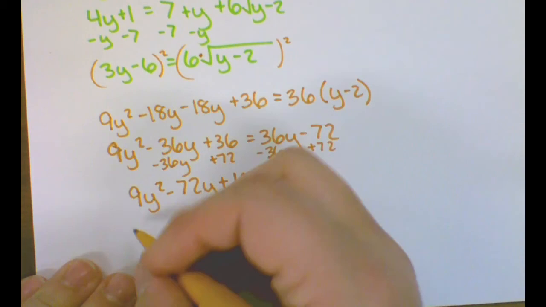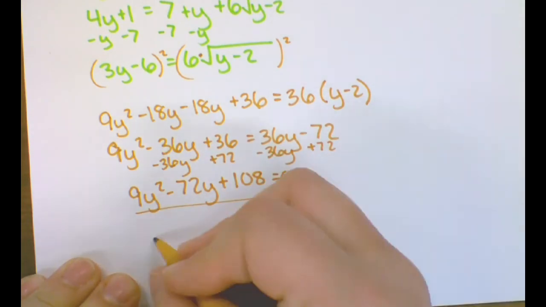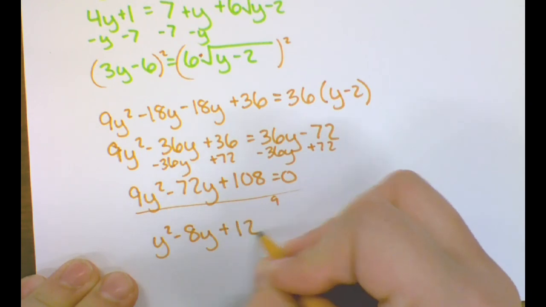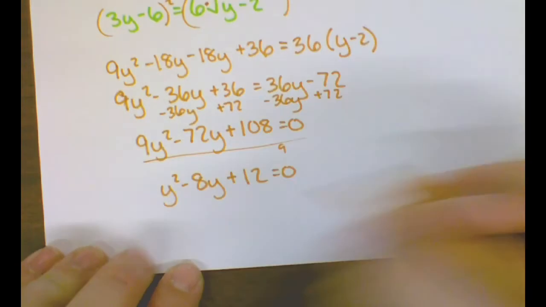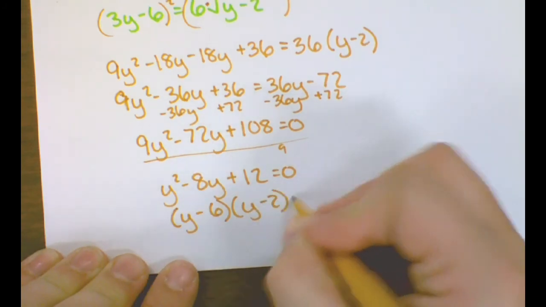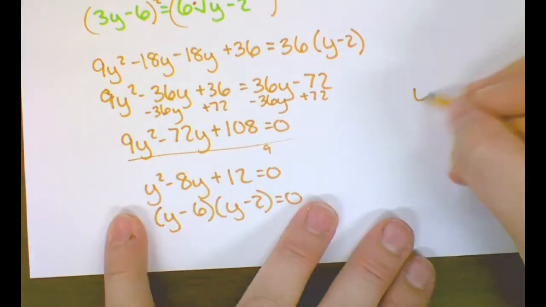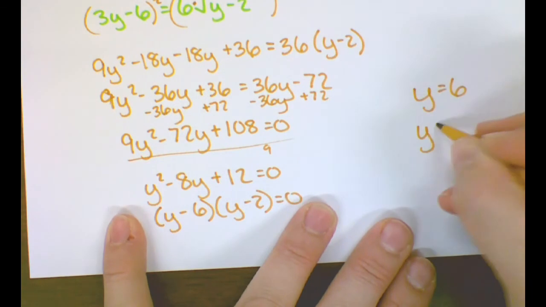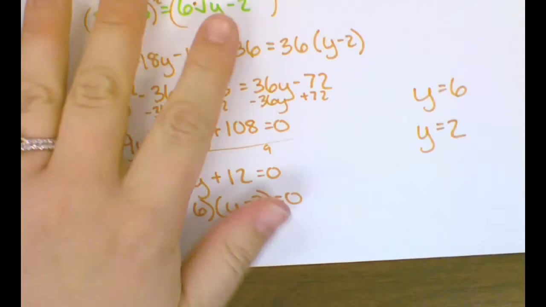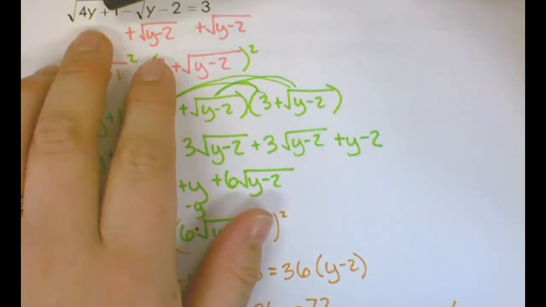Take out my GCF, which is 9. I have y squared minus 8y plus 12. And finally, y minus 6, y minus 2. So my values are y equals 6 and y equals 2. Check them now. Go way back to the beginning.